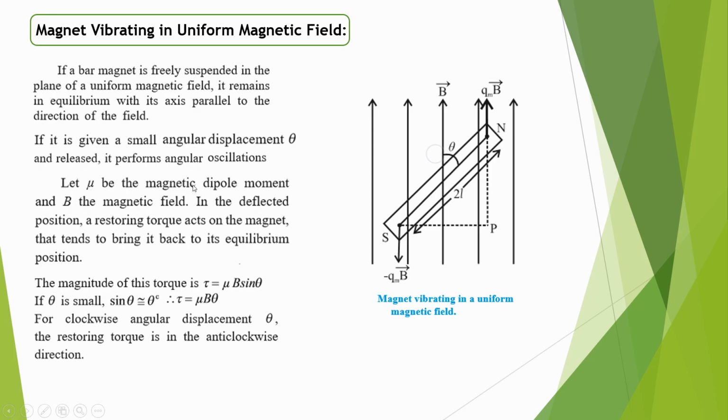What is mu? That is the magnetic dipole moment. And what is B? That is the magnetic field. If theta is very small, less than 10 degrees, then sin theta is nearly equal to theta, so we get tau equal to mu B into theta. For a clockwise angular displacement theta, the restoring torque is in the anti-clockwise direction, meaning they are in opposite directions.